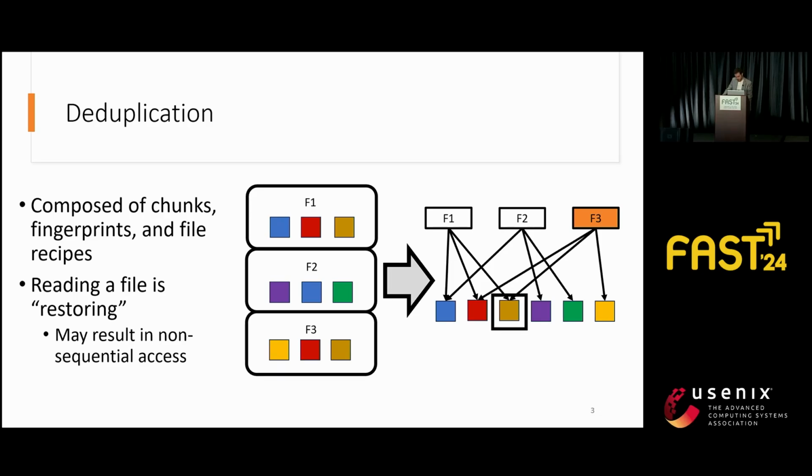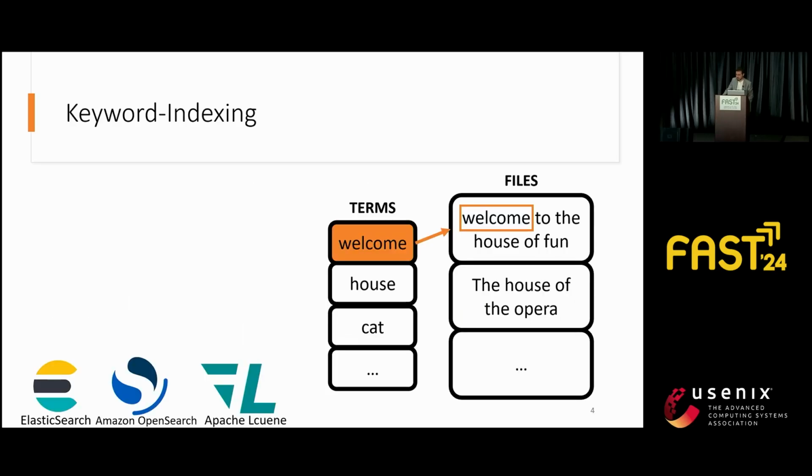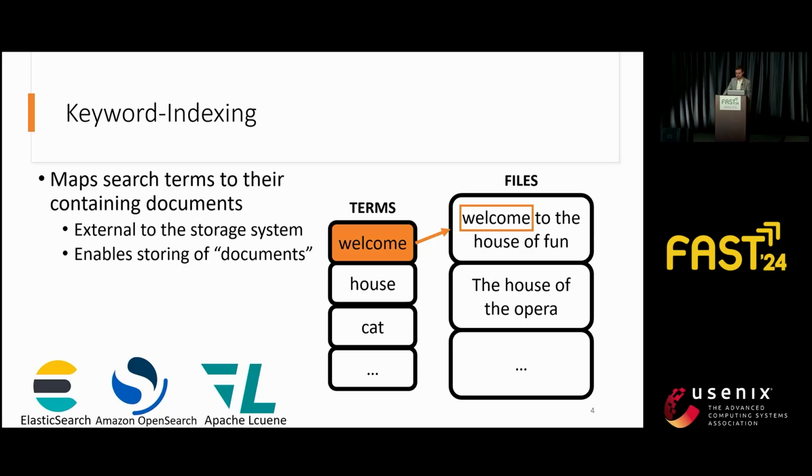All right, so we got deduplication, and now I'm going to talk about keyword indexing. Keyword indexing, in its essence, is an external data structure that we use in storage systems to look up several terms and query them. Say we want to search a word or a sentence or a phrase or some pattern. We use a keyword index for that, and it is usually completely external to the storage system.